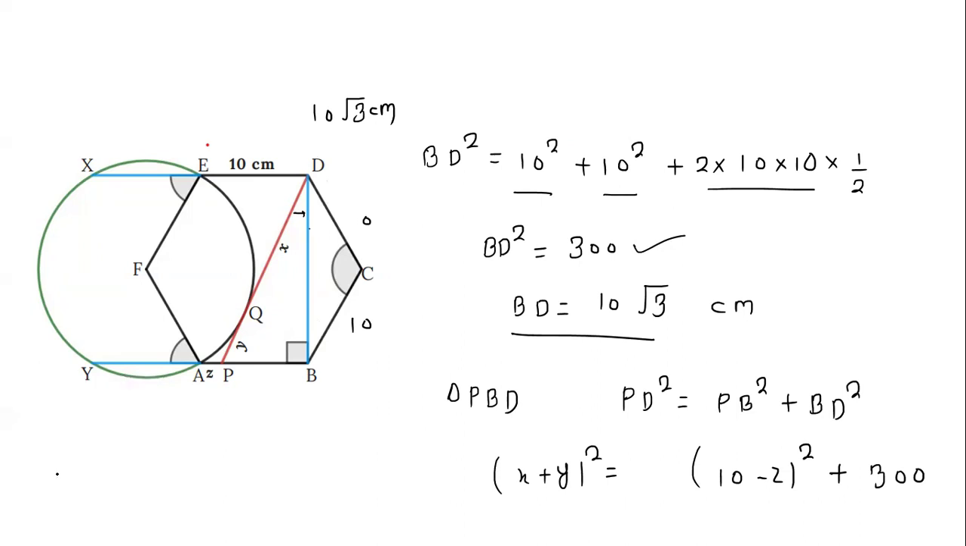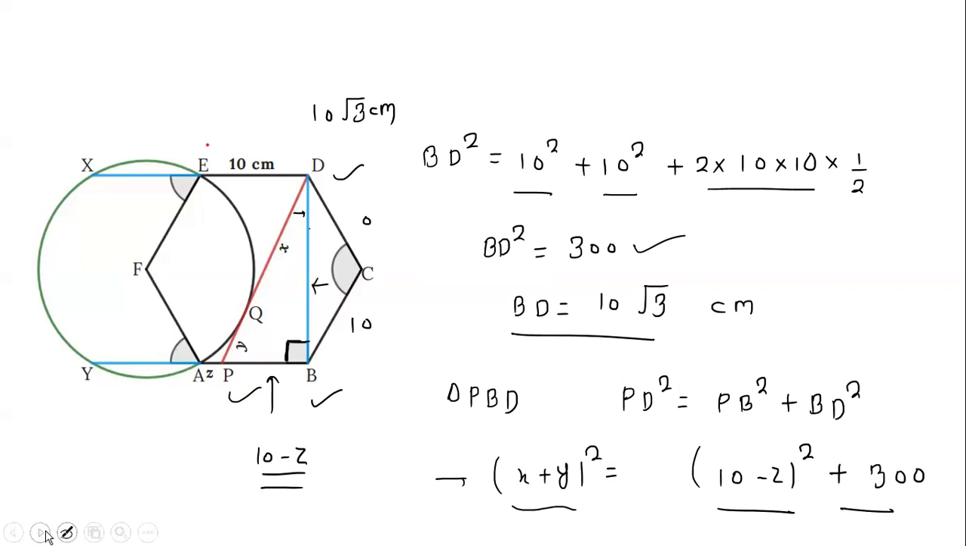So what we can do, if this angle is 90 degrees, then we can see this PBD triangle, and we can apply the Pythagoras theorem. This PD, which is the hypotenuse, has length x plus y. So x plus y whole square is equal to this PB length, we know it is 10 minus z, so 10 minus z whole square plus this BD square, which is 300.